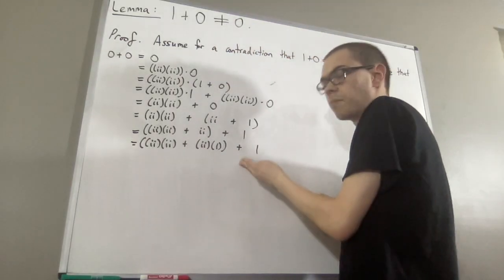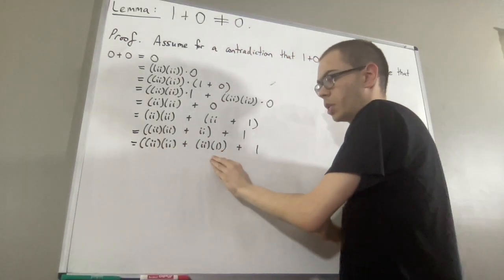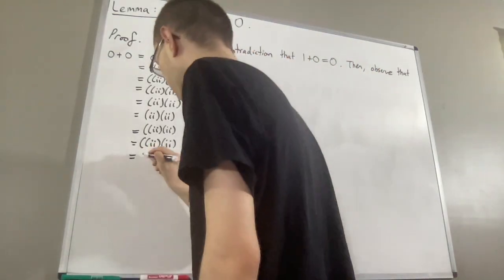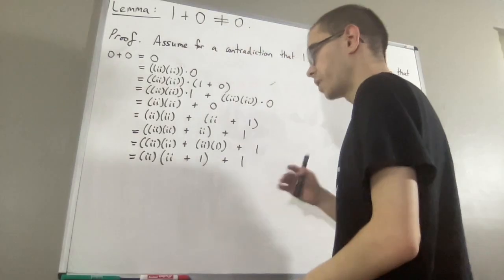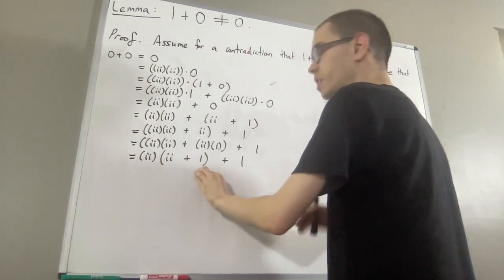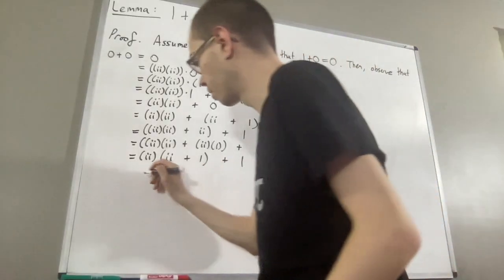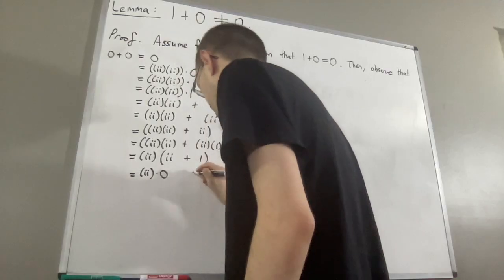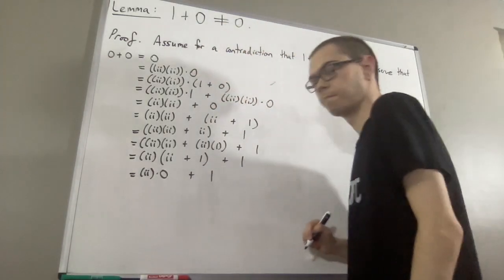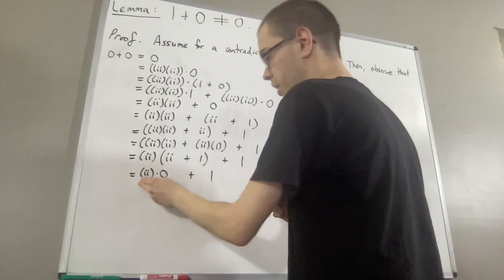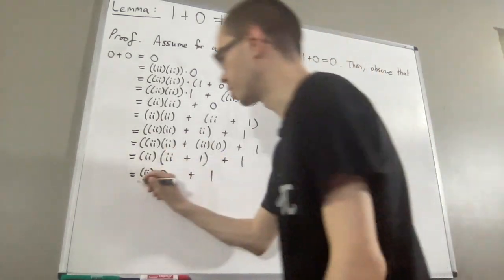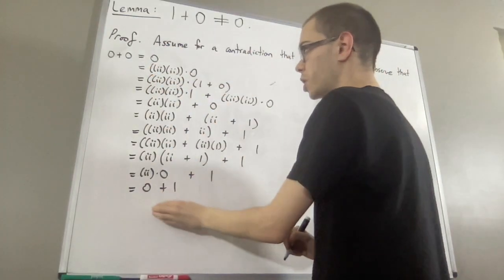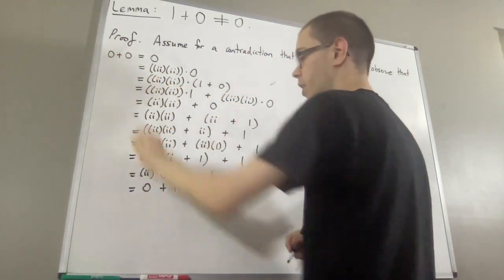So we have this, but then in this parentheses, we factor out i, right? So it's just the distributive law. But then we know that i plus 1 is equal to 0 by axiom 7. So this is just i times (0 plus 1). But we know any complex number times 0 gives us 0, so this is just 0 plus 1. So this chain of equalities shows that we have 0 plus 0 equal to 0 plus 1.